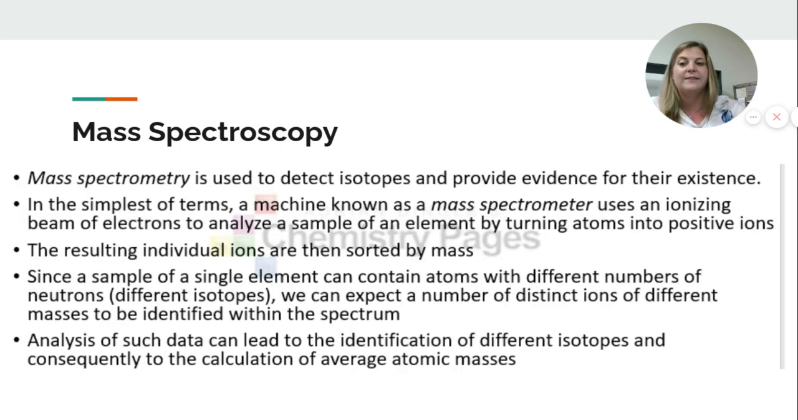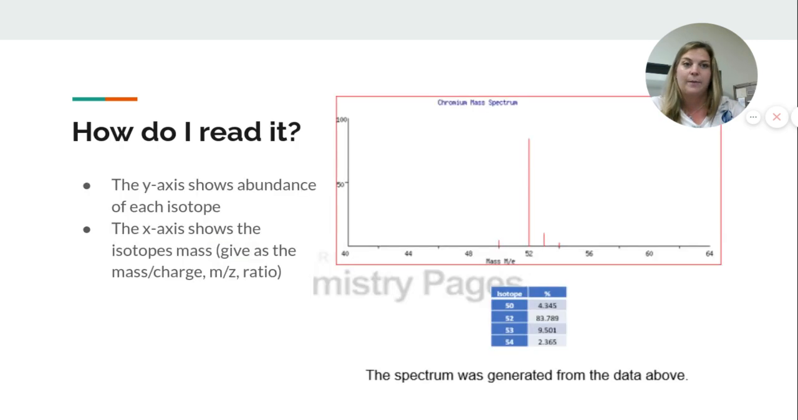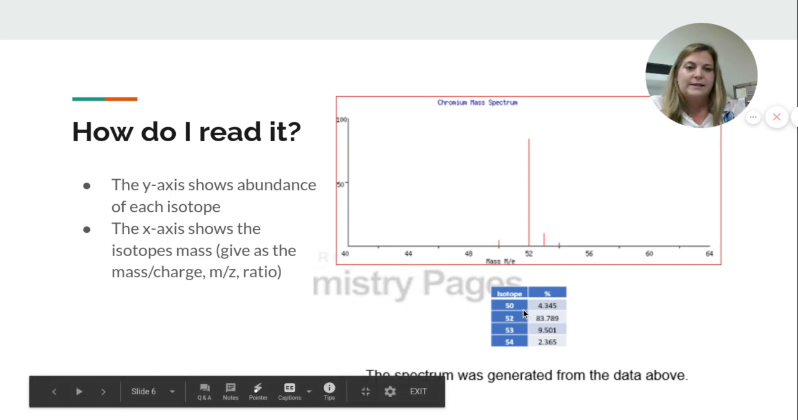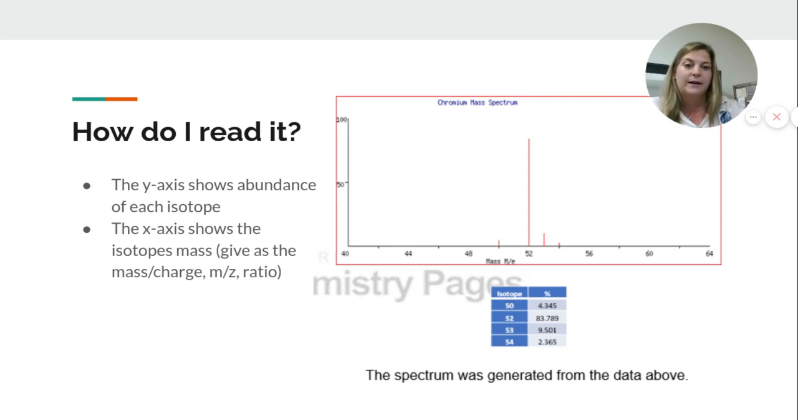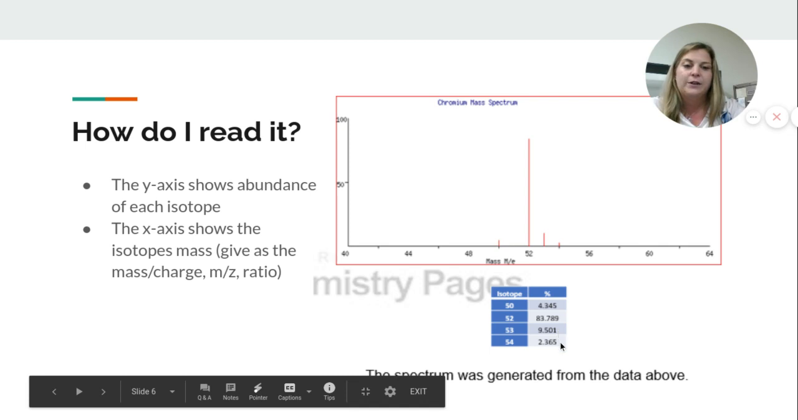And this is the data they use to then calculate that average atomic mass. So what does it look like? Here we have an element. Let's say isotope 50 had a 4.3% abundance. You'll see at 50, halfway between our 48 and 52, we have a really short peak, okay? Our isotope 52 had an 84-ish% abundance, okay? That's our large peak. A short peak at isotope 53 and a short peak at isotope 54.